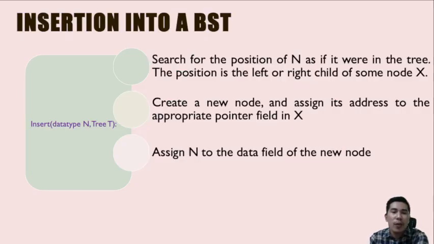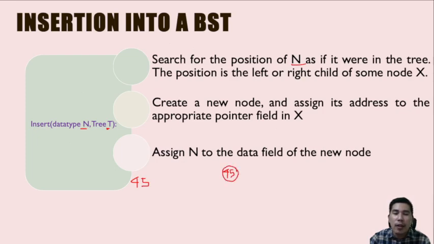How about if we are going to insert a node? Let's say for an instance, we are going to insert a node using an object of the tree. You just have to search for the position of the node as if it were in the tree. If not, then the position is the left or right child of some node x. Meaning to say, upon insertion, let's say we are going to insert 45.